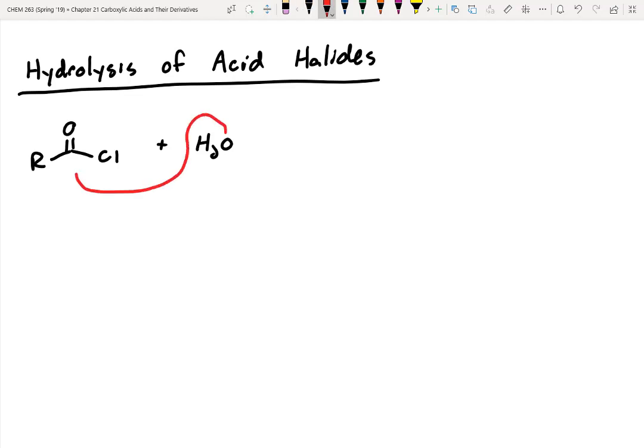This one's kind of the odd one. Acid halides are so reactive, you don't even need to protonate the carbonyl to get the water to attack in. They're just so insanely reactive, water's good enough. So in this case, you don't need any sort of acid catalyst. And then in the next step, you've got a few different options.